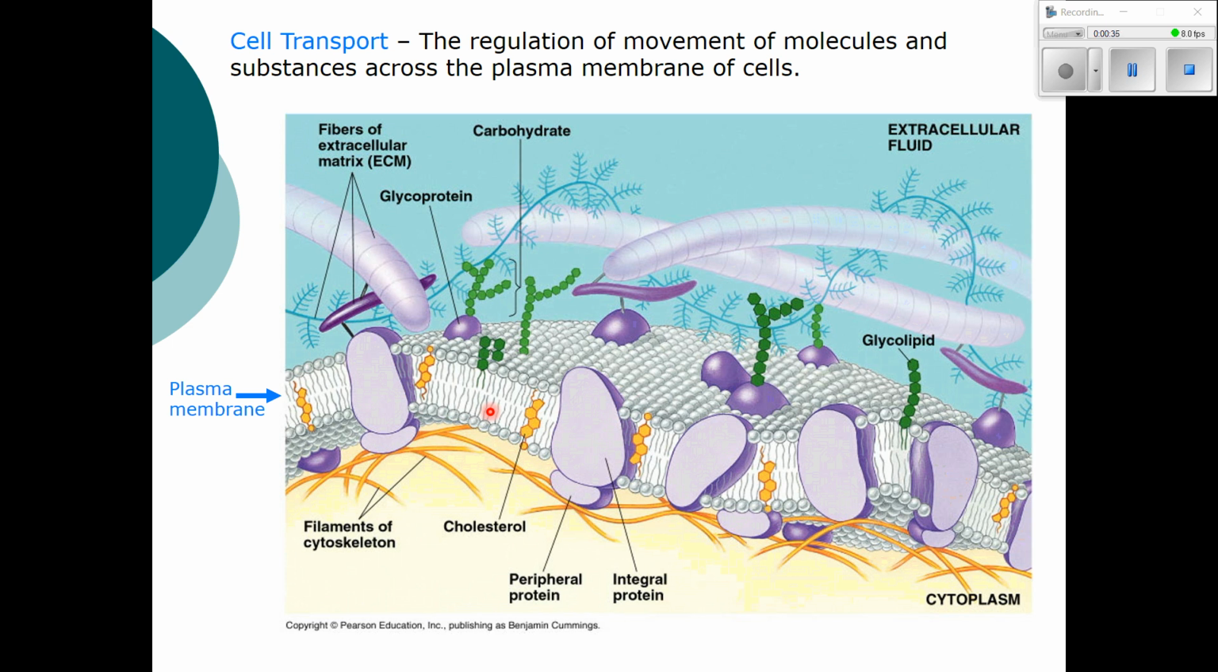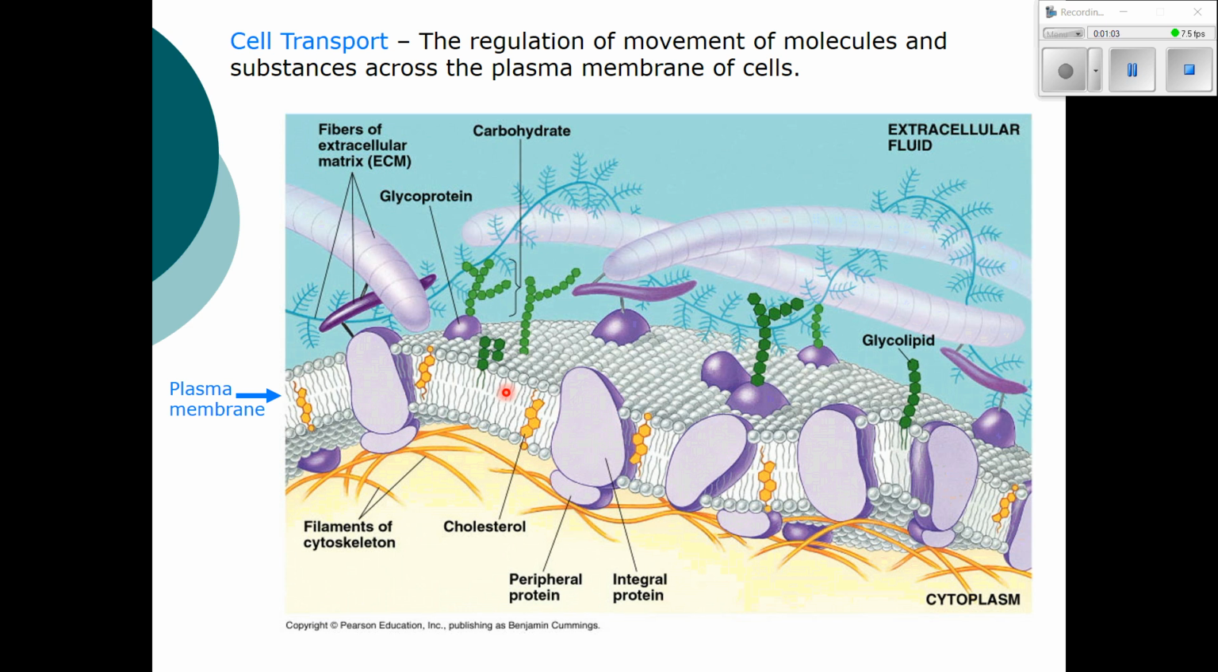Now, some cells have, in addition to this membrane, a wall that would be out in this area, but in this image, apparently this is an animal cell, so we don't have a cell wall, we just have a cell membrane. All cells have a plasma membrane or cell membrane, and it is composed primarily of a phospholipid bilayer.